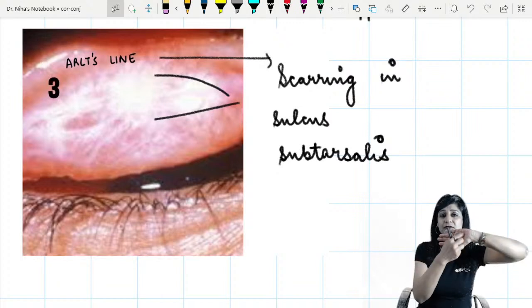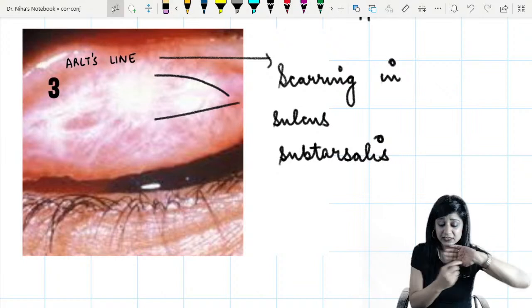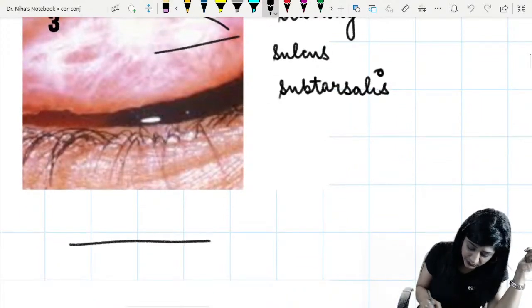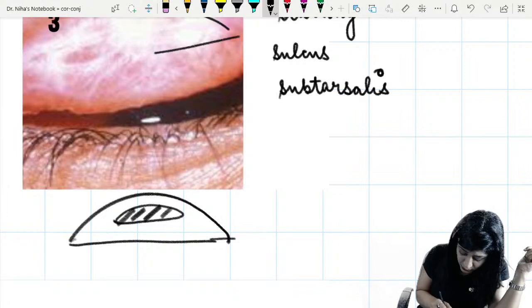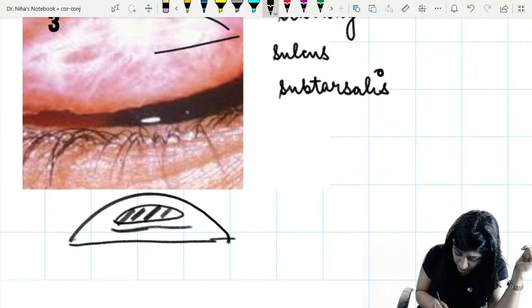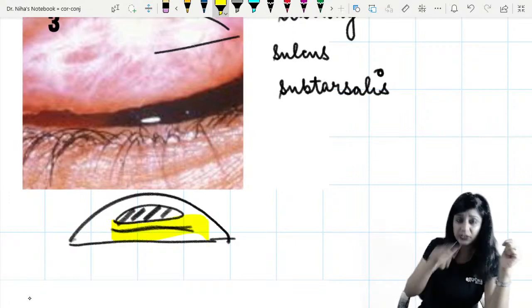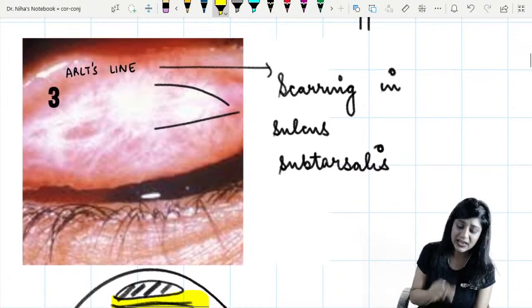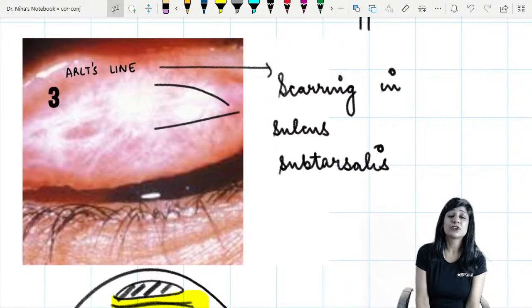So suppose here we have a sulcus, that is the tarsal plate. So beneath the tarsal plate, I showed you the tarsal plate. Suppose this is your upper eyelid and this is the tarsal plate. So beneath this you have a small sulcus where you will have the scarring, something like this. So this line of scarring over the sulcus subtarsalis is actually called Arlt's line. This is again a very important question. Arlt's line is a feature of trachoma.